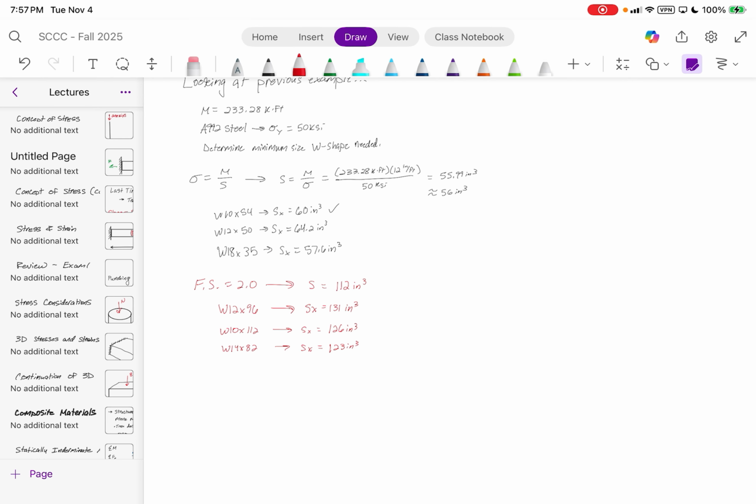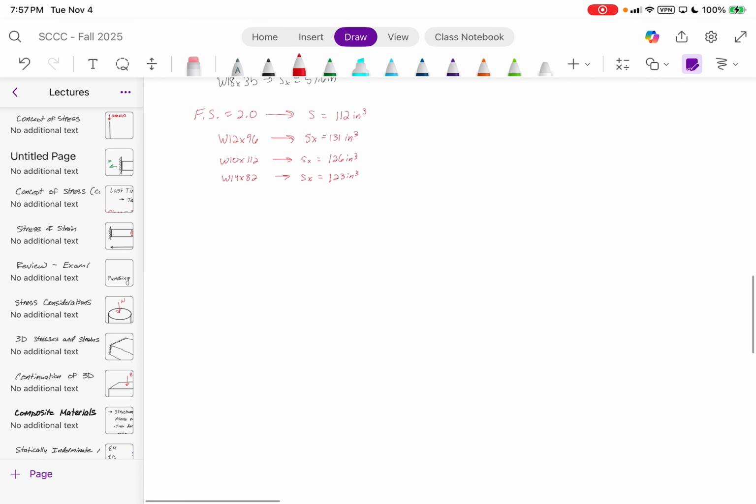All right. Now, I'll do one more example, because I think your get out of jail should be pretty straightforward. This example is going to use the tables I gave you guys. All right?